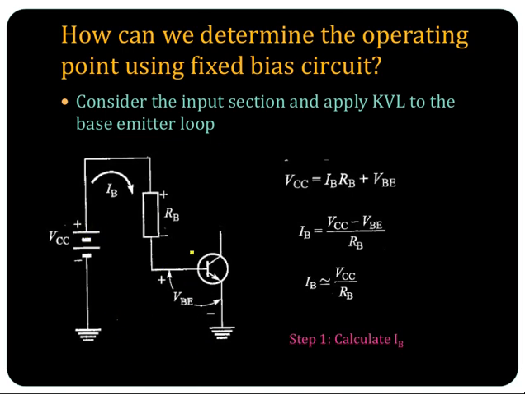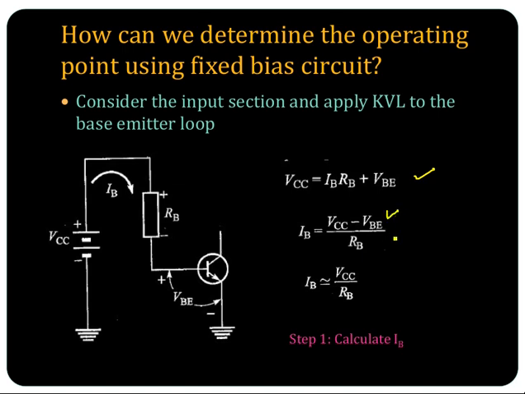If this is the input section of the transistor, you saw VCC is connected here. From now onwards, we are going to discuss circuits with a single supply. You know the current IB, this is RB, and VBE is the voltage across the base and emitter. So applying KVL here, you get VCC equal to IB RB plus VBE, or IB equals (VCC minus VBE) by RB.